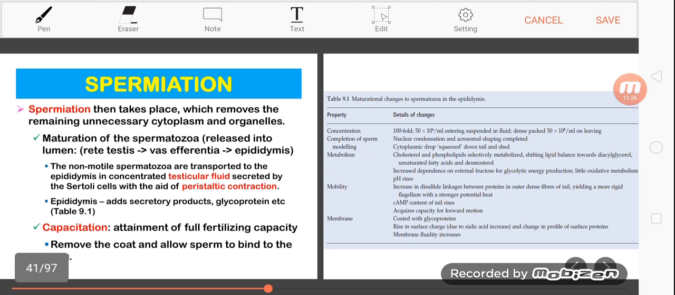And then next, the non-motile spermatozoa are transported to the epididymis. Here, the testicular fluid is more concentrated. Okay.